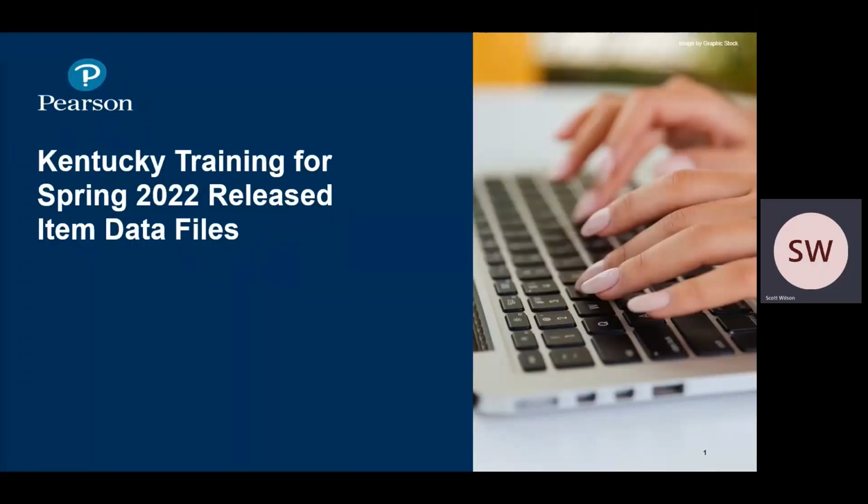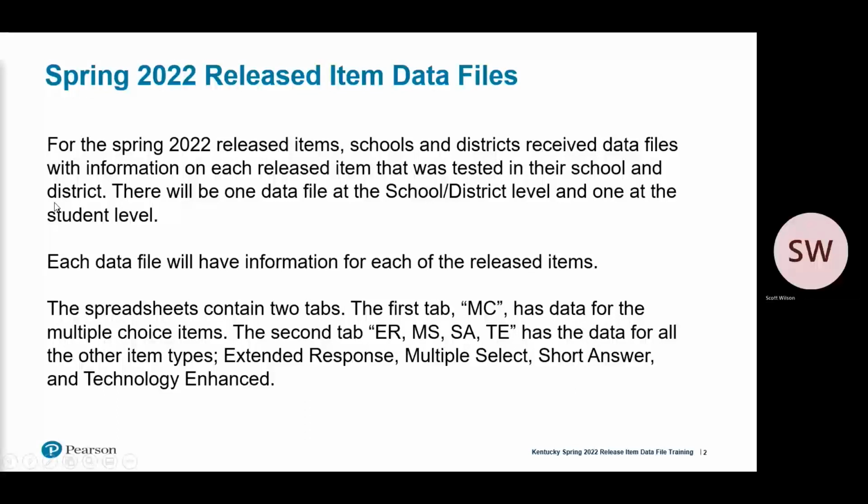I'm going to walk you through the Kentucky training for Spring 2022 released item data files. So for Spring 2022 released items, the schools and districts receive data files that have information on each released item that was tested in their school and district. There is one data file at the school and district level and one at the student level. Each data file will have information on each of the released items.